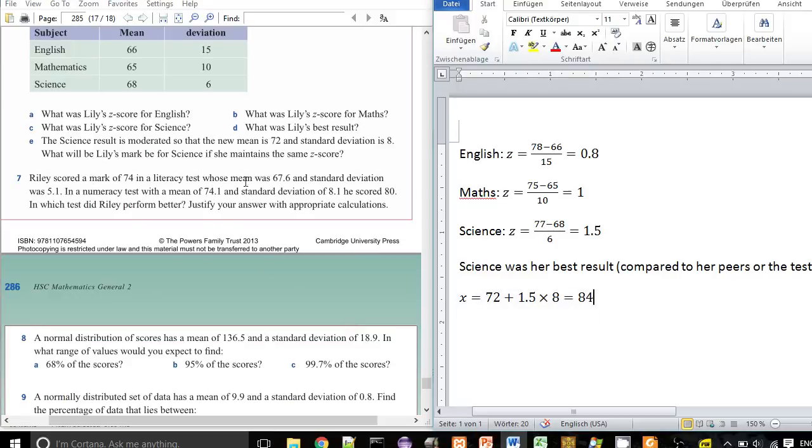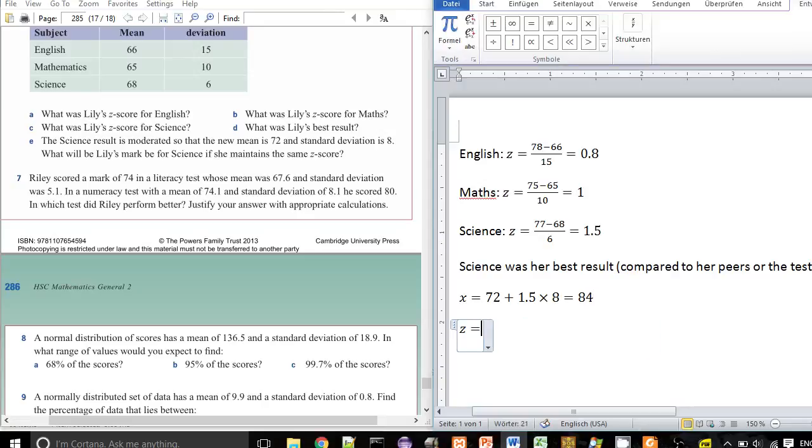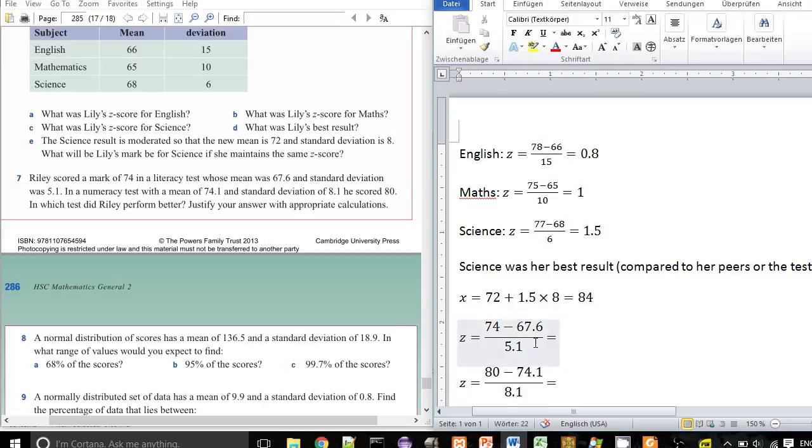Alright, Riley scored 74. Okay, so same thing. We're just going to find the Z scores nice and quick. So again, they got above average every time. So compare that and divide by 5.1. That one's not as easy. I'll write the formula for the other. Please try to do it yourself as well. So they got 80 compared to 74.1. Need to divide it by 8.1. Okay, and I probably should label it. So this is literacy. I'm just going to write it like this.